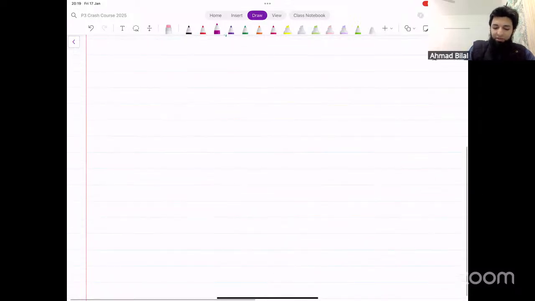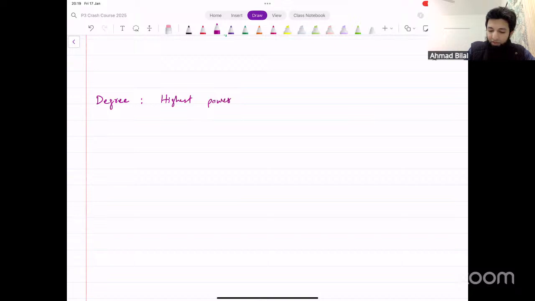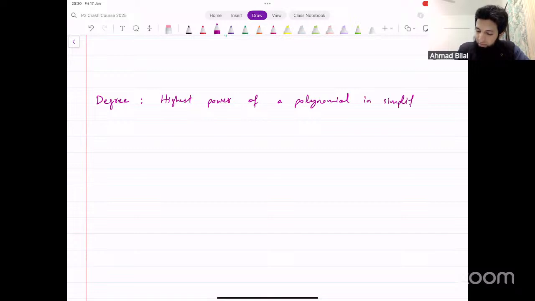First of all, we need to understand a terminology that's called the degree of a polynomial. Degree of a polynomial. What's degree? Degree is the highest power of a polynomial in simplified form. That's what degree of a polynomial means.